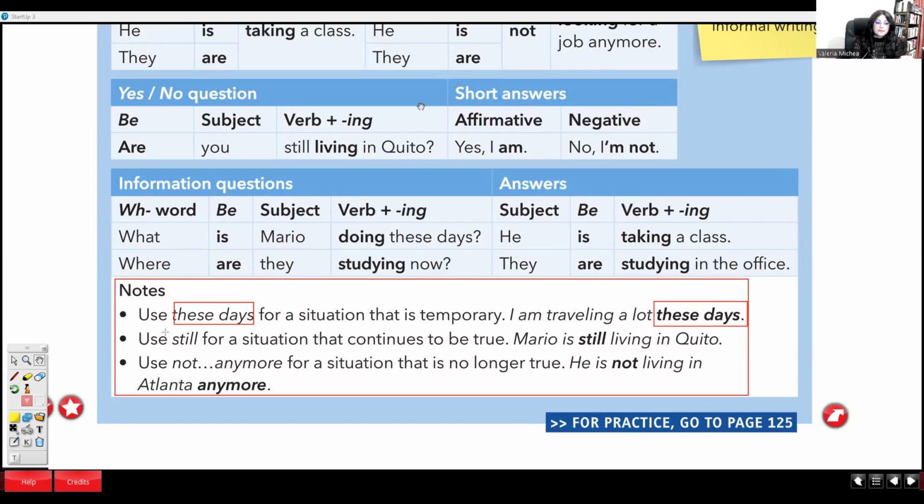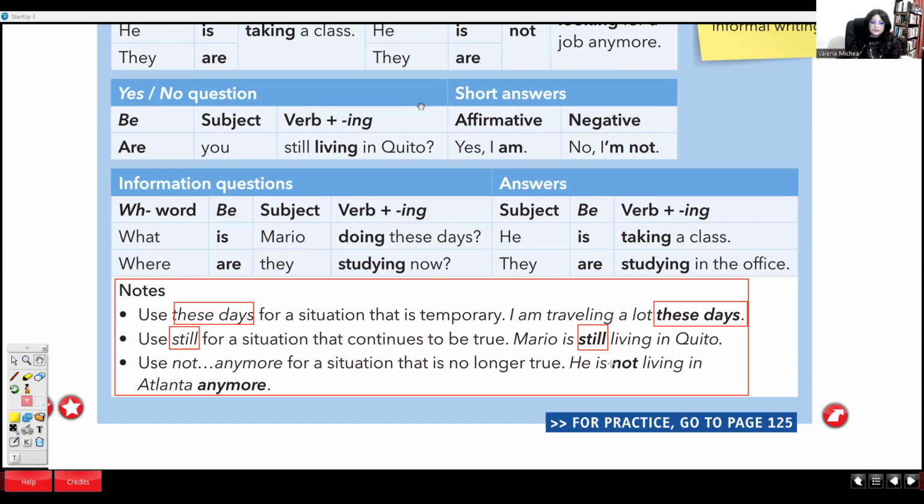Then we have "still." So we use "still" for a situation that continues to be true. It started in the past, and now in the present, it's still going on. So Mario still lives in Quito, meaning that he started living in Quito in the past. Now in the present, it is in progress. That situation is not over. That person is still living in Quito at the moment.